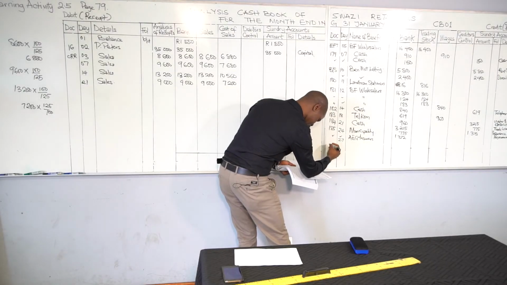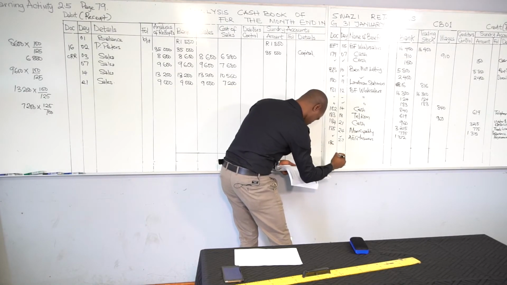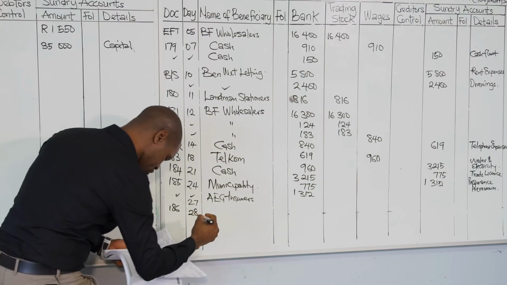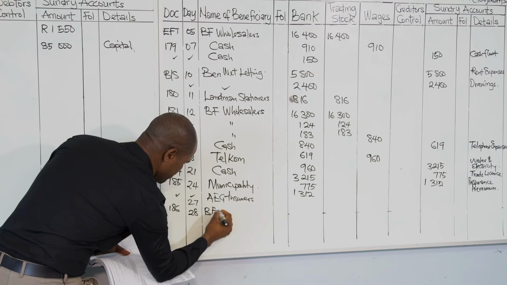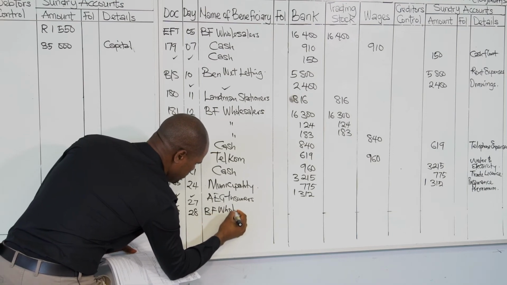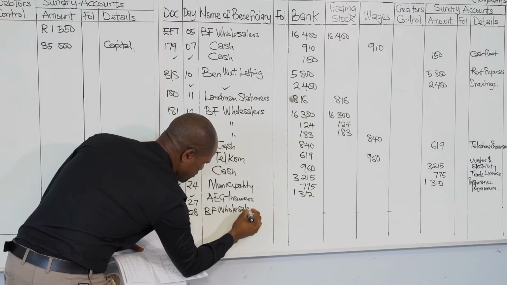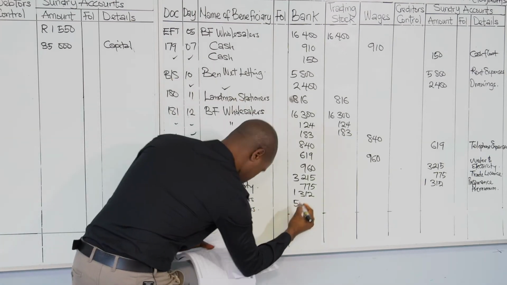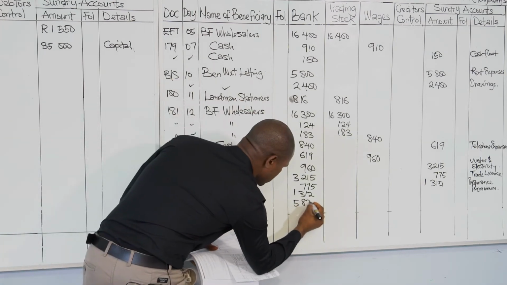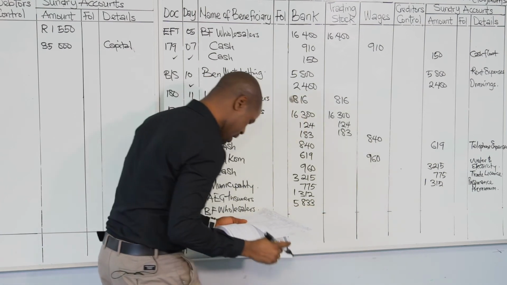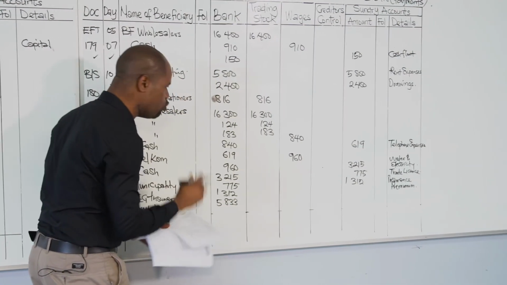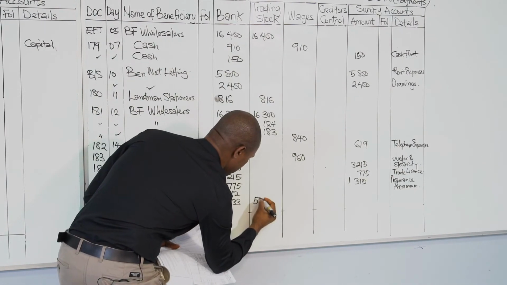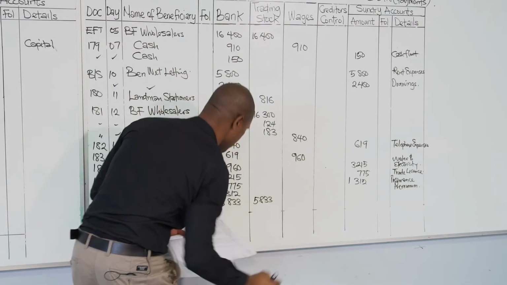The check is 186. The date is 28. The first beneficiary is FB Wholesaler. The amount is 5,833. And because this amount is meant for goods purchased, it's going to be trading stock. It goes into the trading stock, 5,833.